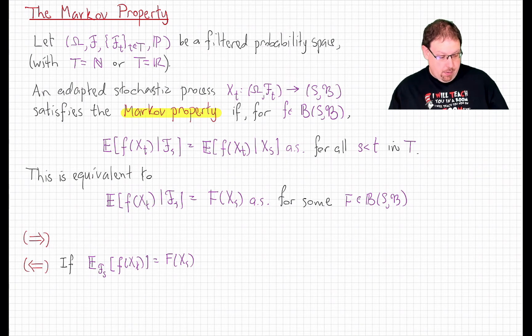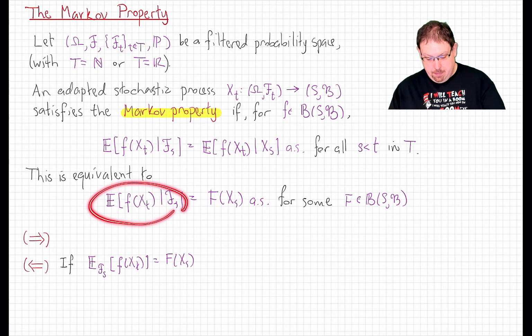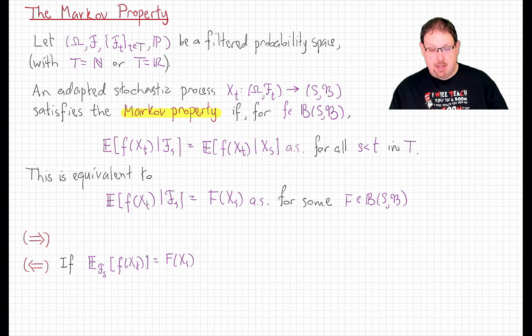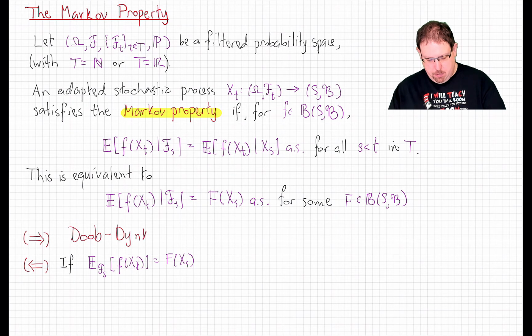To see that for the forward direction, we simply note that the Markov property tells us that this is the same as this. Of course, conditioning on X_s gives us something that is X_s measurable, and by the Doob-Dynkin representation, anything that is X_s measurable is a function of X_s.